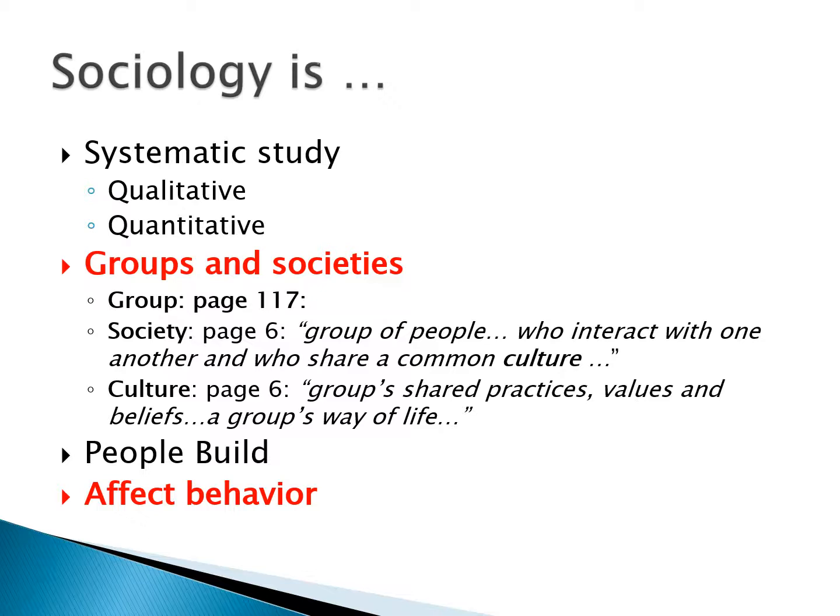The first part of this definition, systematic study, refers to research, mainly the scientific method, which we will discuss in Chapter 2 in next week's lectures. The most important parts for this lecture are the second part, groups and societies, and the fourth part, how they affect behavior. So we are linking these two parts of the definition. It is this connection, the social world and its effect on individual behavior, that is the core of sociology.